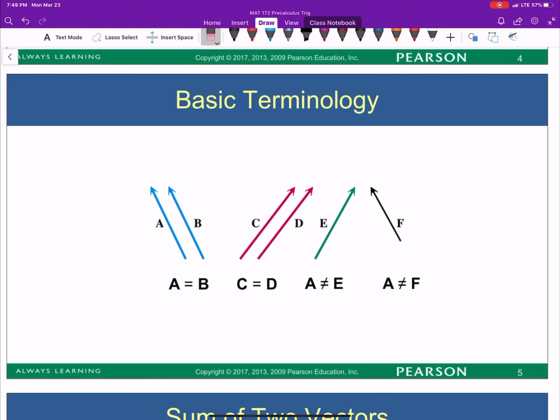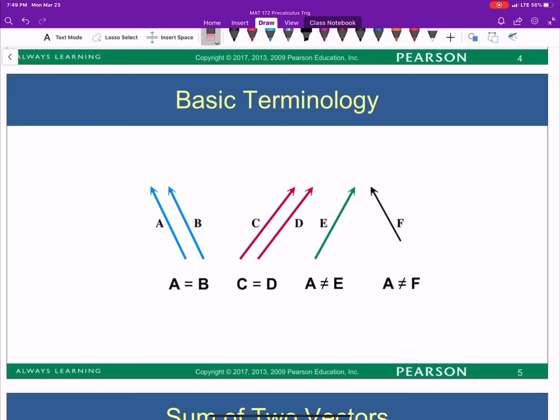So let's look at these vectors. We have A equal to B because they're going in the same direction and they are the same magnitude. We have C equal to D. They're going in the same direction and they're the same length. We say A is not equal to E because even if they were the same length, they're not going in the same direction. A is not equal to F because they're going in the same direction, but they're not the same magnitude or length. So make sure when you're doing these, you look at them real good.